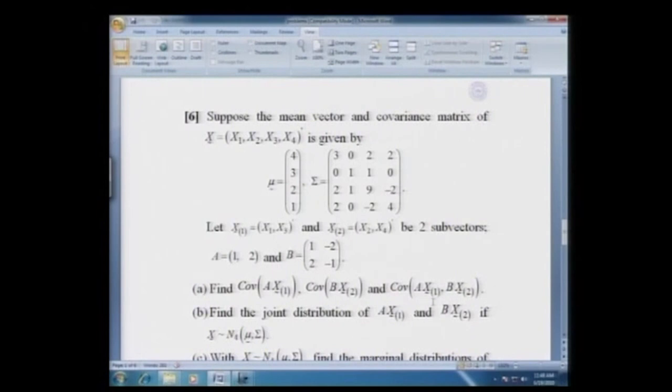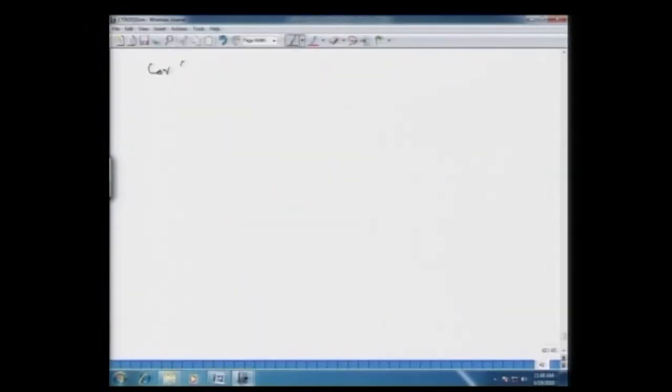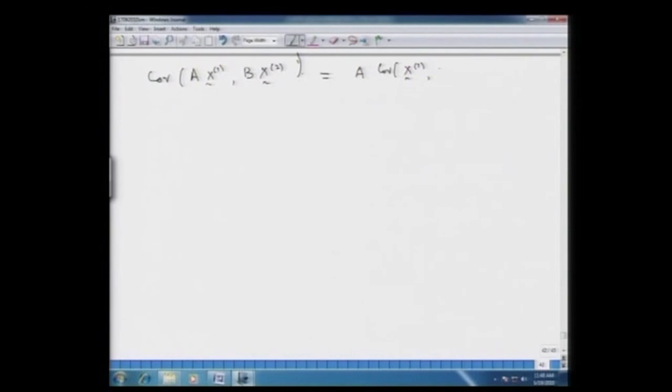To find out the covariance between Ax1 and Bx2. So, the covariance between Ax1 and Bx2 is going to be given by A, the covariance between x1 and x2, times this B, right. Now, A and B are known things. So, what we need to find out is the covariance of this x1 and x2 subvector. Now, what would that be given by? Now, remember that this x1 has entries x1 and x3, and this x2 subvector has entries x2 and x4.